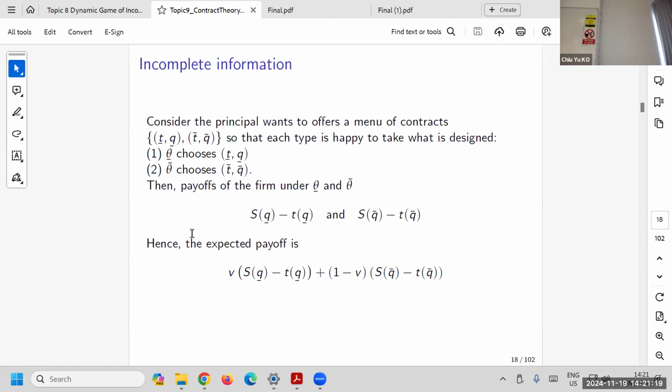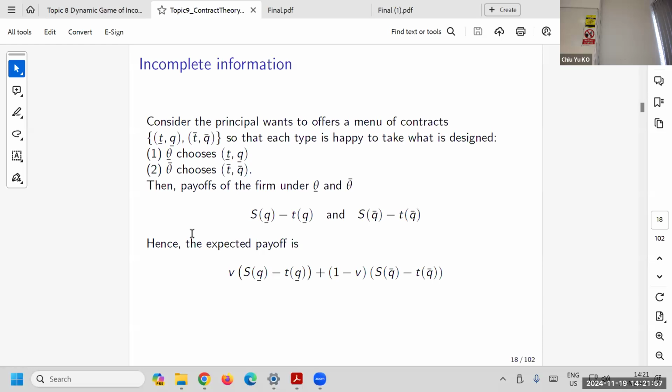specify 2 particular contracts, okay, with q lower bar and T lower bar, which specify for the low cost producer. This is the payment I give, and the high type production and the high type payment. So for each type, I specify how much you want to produce and what payment I give you, such that they're happy to take what they want. This will be a constraint we do.